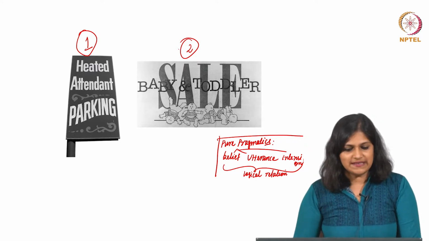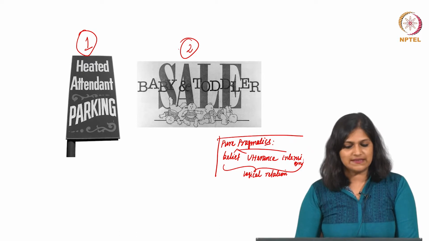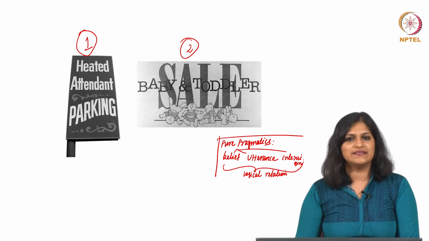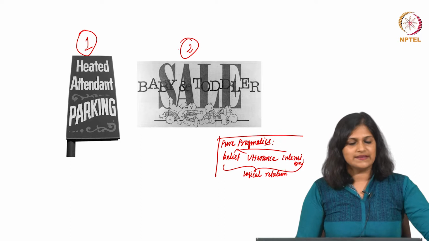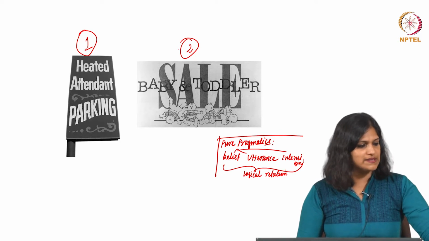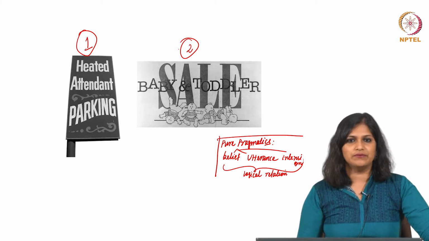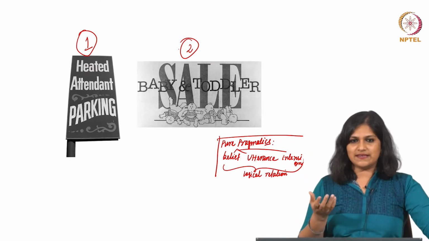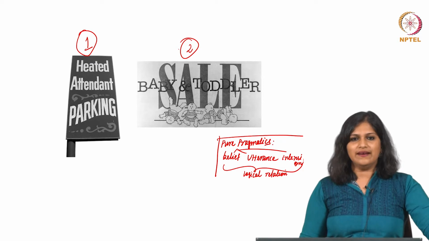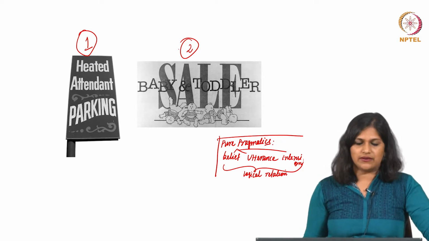So first word is heated, second word is attendant, third word is parking, isn't it? So when you see a sign like this, the very first thing that should come to your mind is that this parking would be done by the attendant of the restaurant or whatever, right.